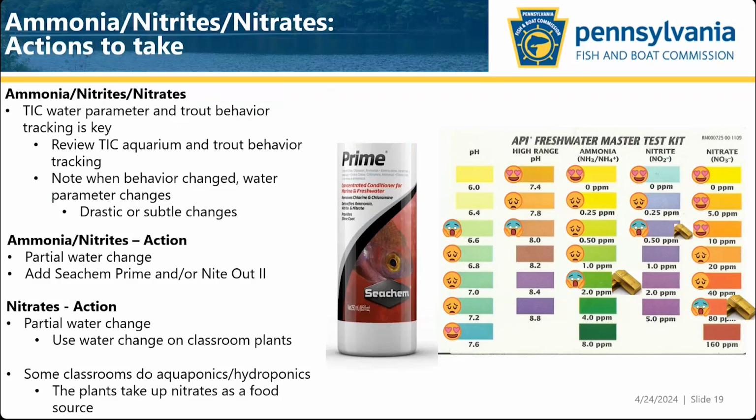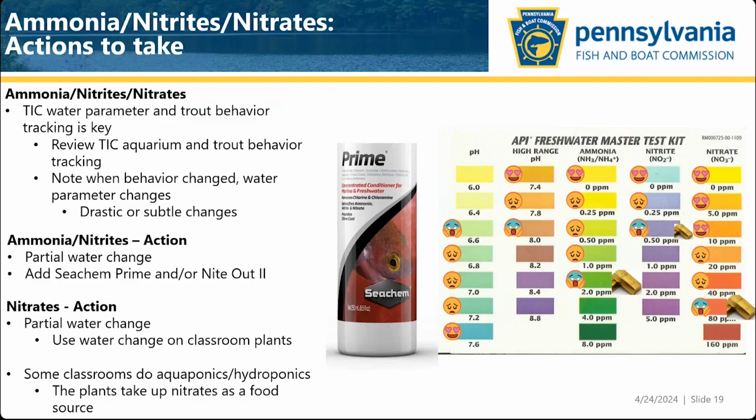Most of the problems that we have when water testing is done are high ammonia or nitrites. Nitrites actually cause some problems with oxygen absorption into the gills, which we'll explain a little bit later, but you want to make sure that is an immediate fix. So a partial water change, adding Seachem Prime, and also the Nite-Out 2 will assist in keeping your nitrogen cycle properly cycled and working properly.